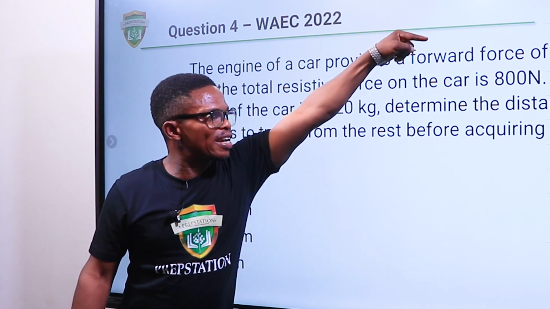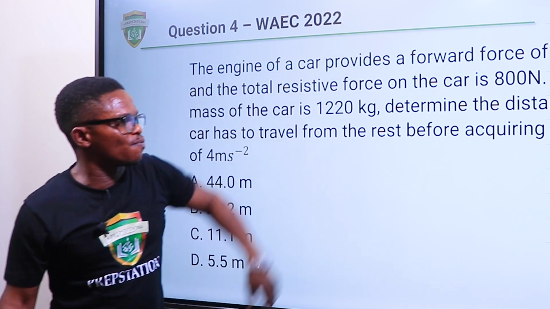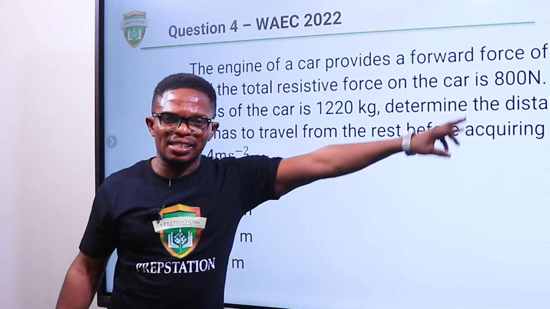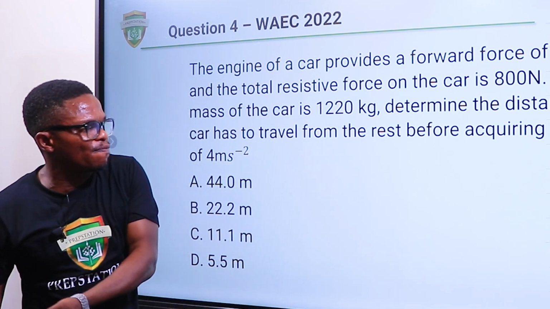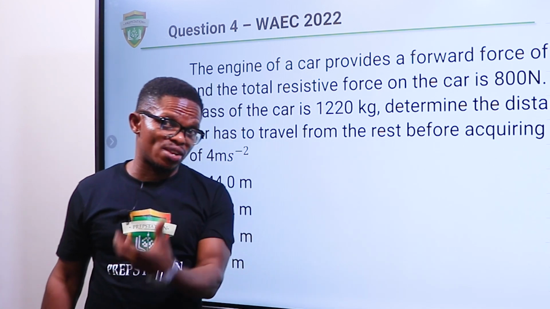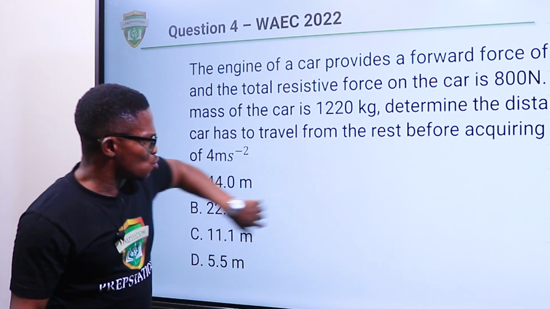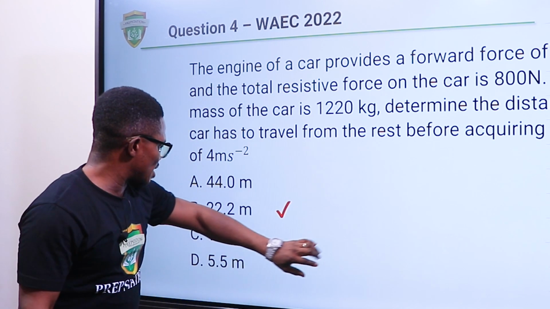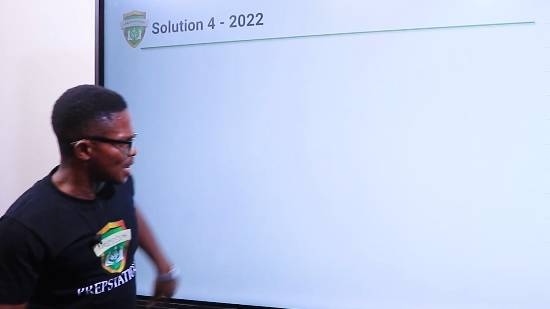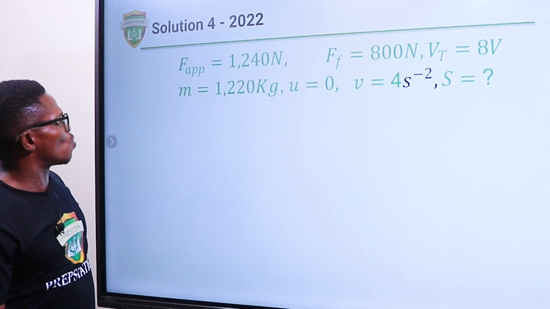Now, the force provided by the engine is 1240 Newton, but the opposing force is 800. So what is the effective force? Effective force is what is called net force. So what do we do? Subtract 800 from 1240 to know the effective force. So the answer to this is 22.2 meters. But then, let me show you how this was done.